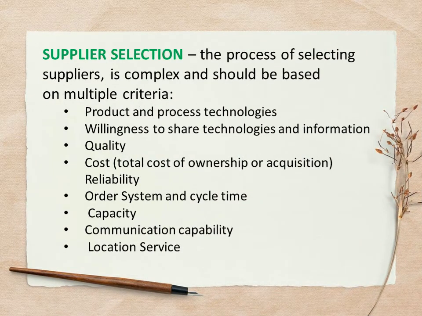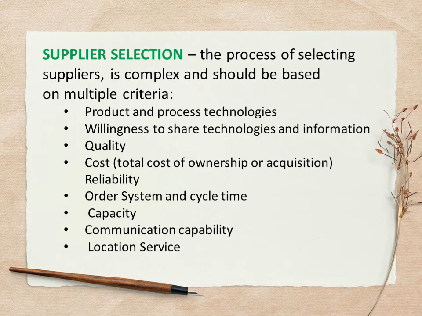Supplier selection. When we say supplier selection, it is the process of selecting suppliers, di ba? It's complex and should be based on multiple criteria. So we have here criteria or factors we will be considering in the supplier selection stage: product and process technologies, willingness to share technologies and information, quality, cost, reliability, order system and cycle time, capacity, communication capability, and location and service.